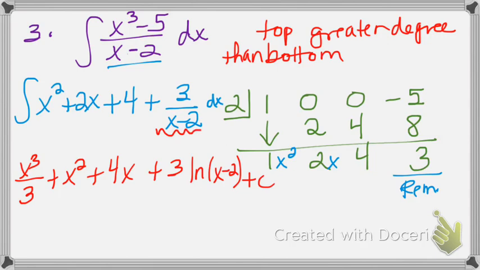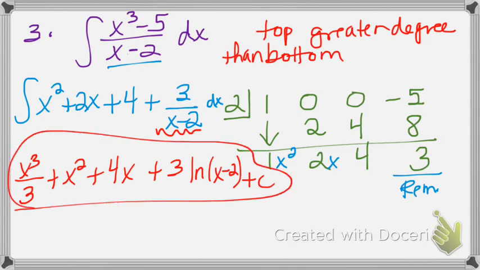Do be careful if that derivative of x minus 2 was not 1. There is something else you would have to do there. But in this case, here's the answer. So you divide to make the problem easier, and then you just find the antiderivative of each piece.